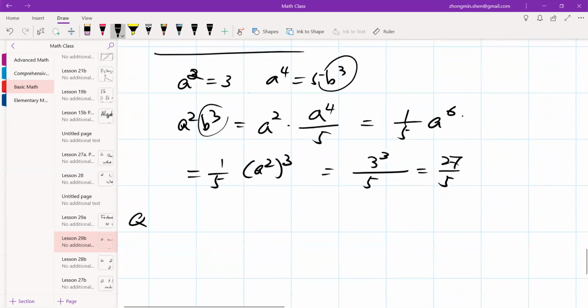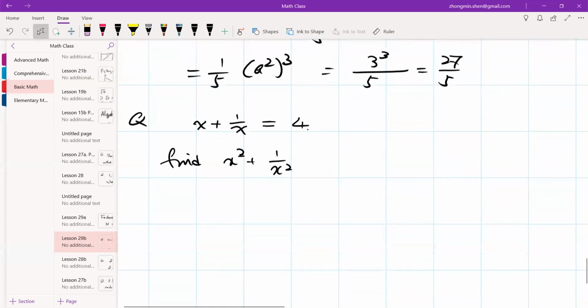There's another problem, it's challenging. I want some of you to do it. I know x plus 1 over x is going to be 4. Find the value of x squared plus 1 over x squared. Give me 1 minute, okay? I want to see who can do it.